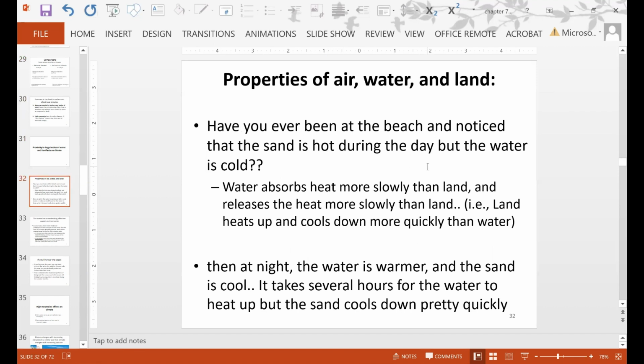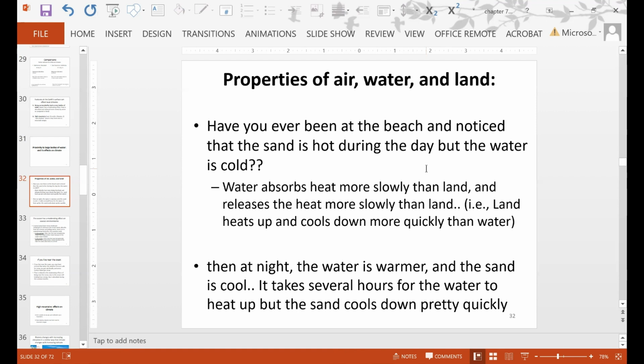Have you ever been to the beach and maybe you noticed that the sand is really hot during the day, but that the water is cold? So water absorbs heat more slowly than the land and releases heat more slowly than land as well. And then conversely, land heats up and cools down more quickly.